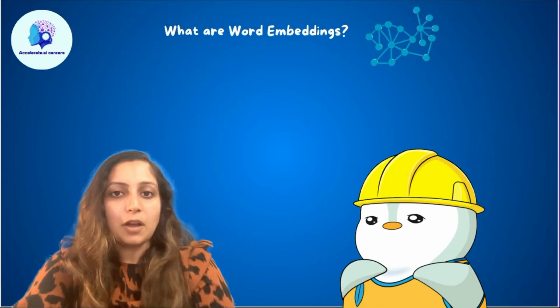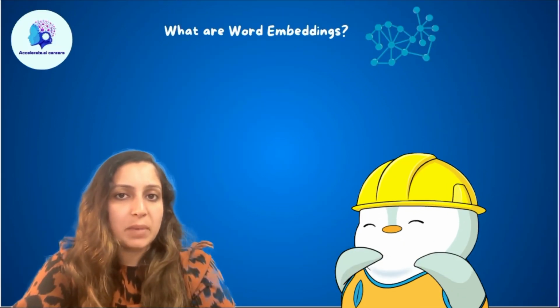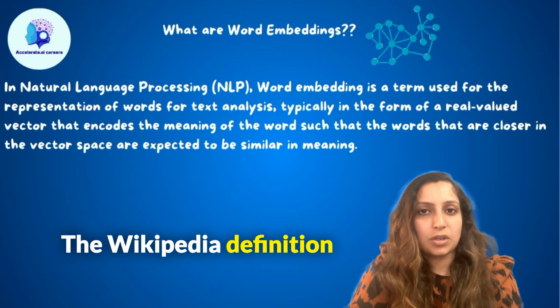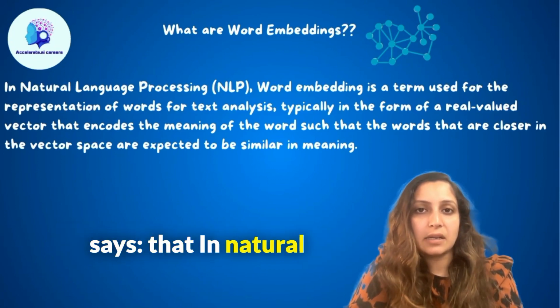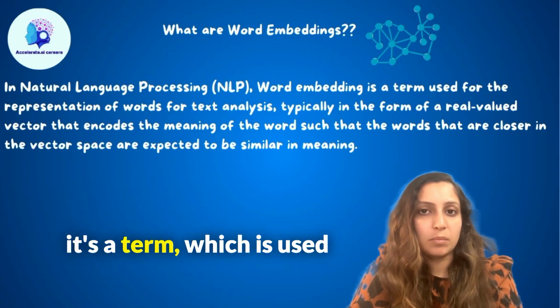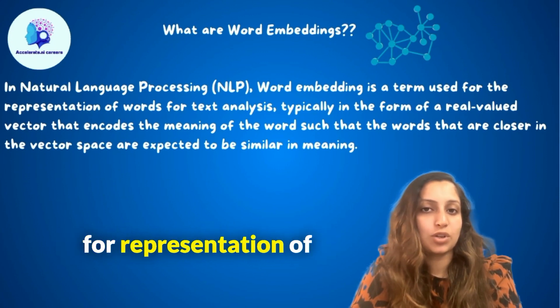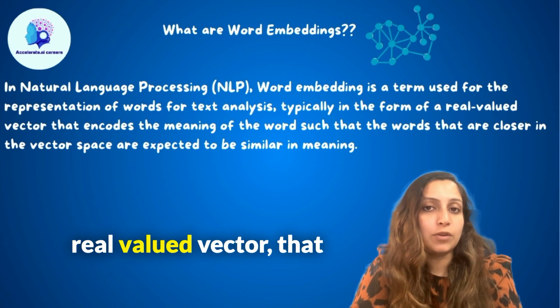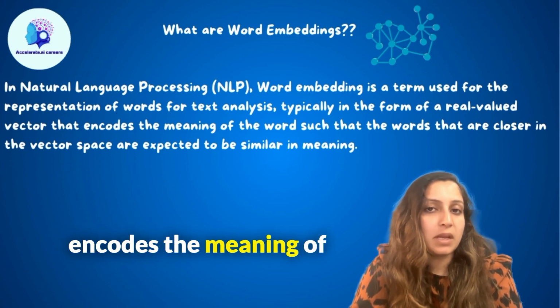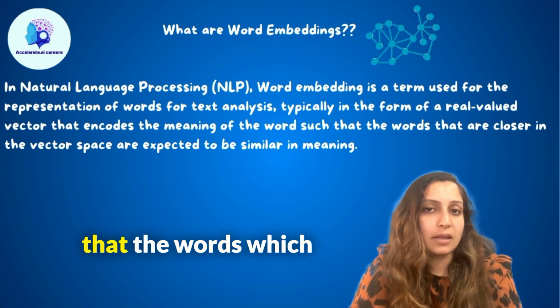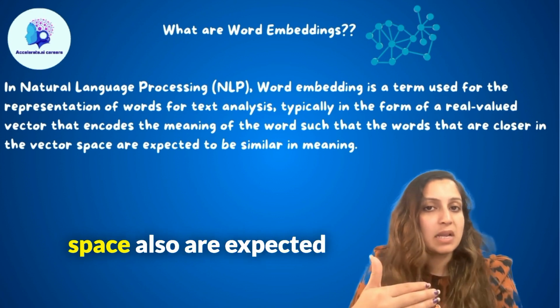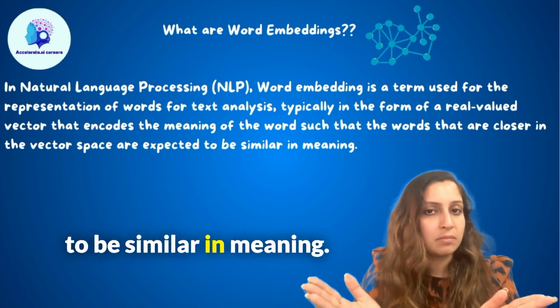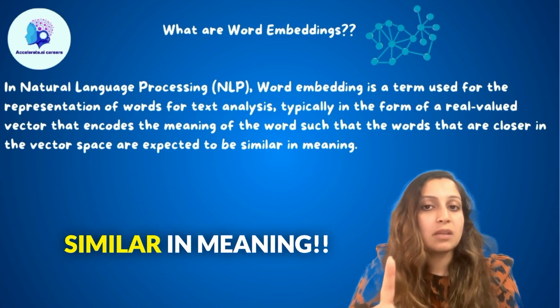So let's get going. Now you must be wondering, what are word embeddings? The Wikipedia definition of word embedding says that in natural language processing, it's the term used for representation of words for text analysis, typically in the form of a real valued vector that encodes the meaning of the words, such that the words which are closer in vector space are also expected to be similar in meaning. So the keyword here is similar in meaning.